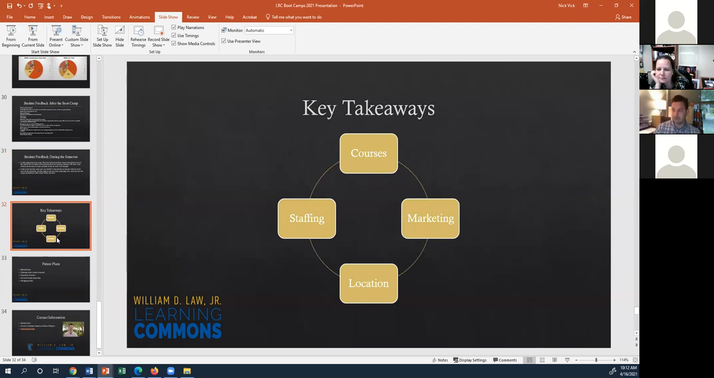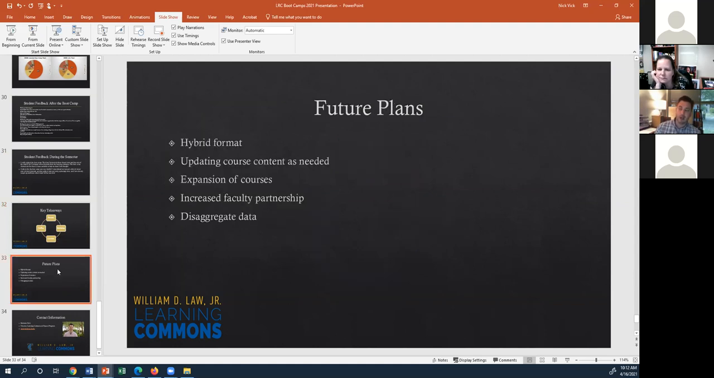If you are interested in implementing something like this on your campus, I think you'd want to consider, of course, the courses, how to market those strategies, what the location is going to be, and then any sort of staffing needs. Our future plans are to consider a hybrid format in the future. We don't want to lose that in-person face-to-face interaction, the opportunity to walk students through the Learning Commons. So we're going to consider a hybrid format in the future.